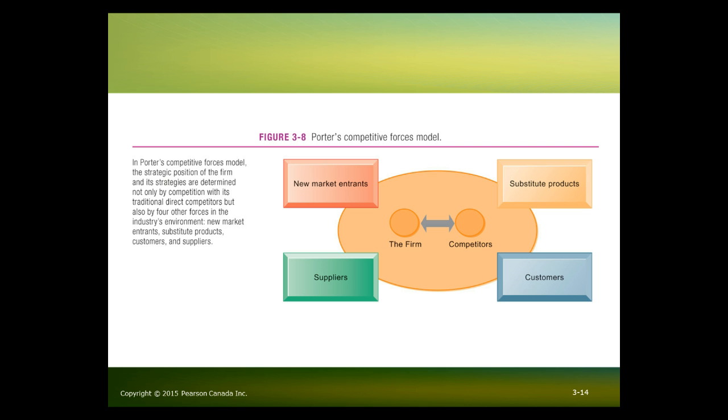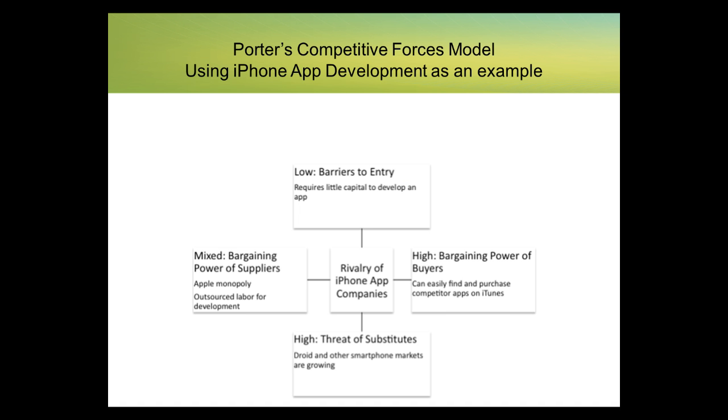And this diagram represents rivalry. It represents competition, and it's always moving. It's never at rest. If we look at an example of this, let's say using iPhone app development as an example. In the center we have the rivalry of iPhone app companies.